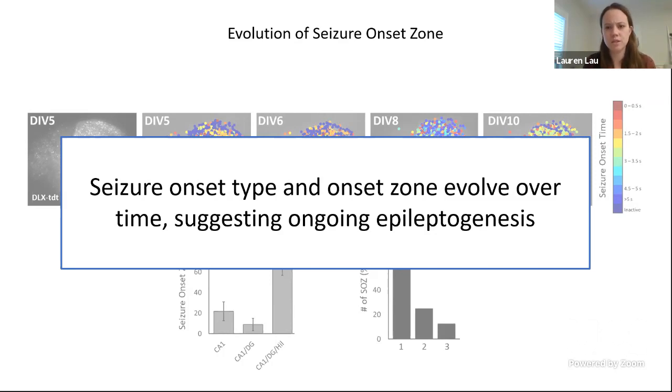And I think that's really just to highlight that epileptogenesis is not necessarily over after the first seizure, and that these networks are continually changing even during the phase of chronic epilepsy.